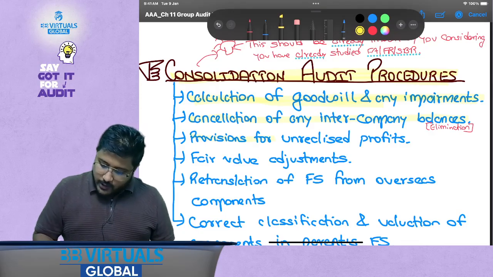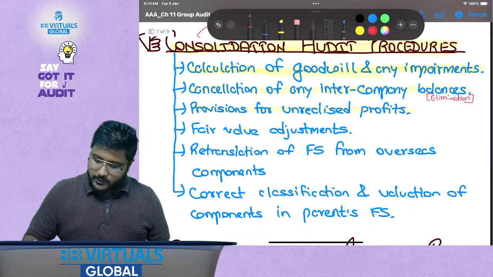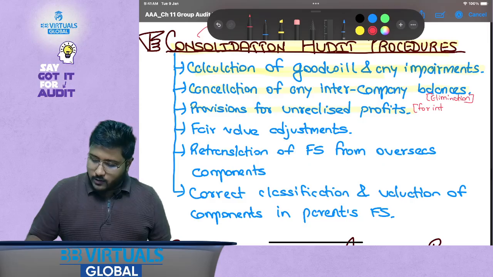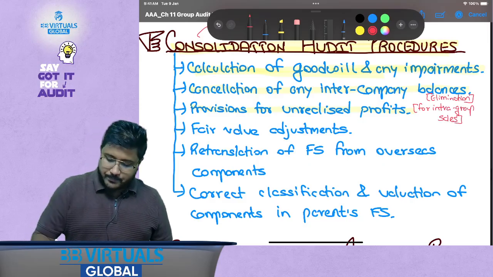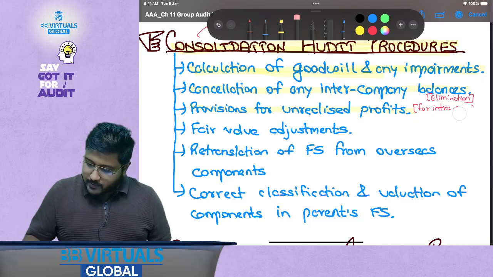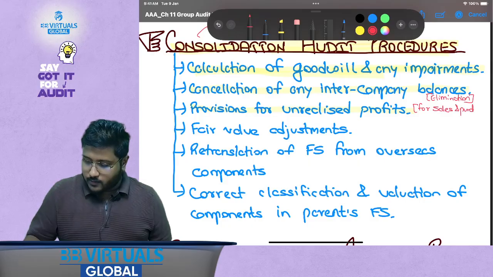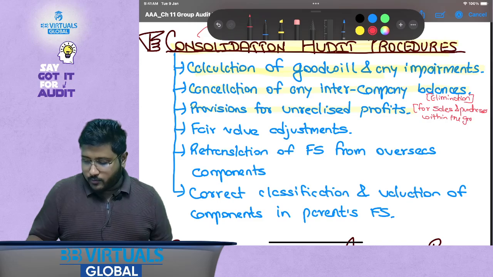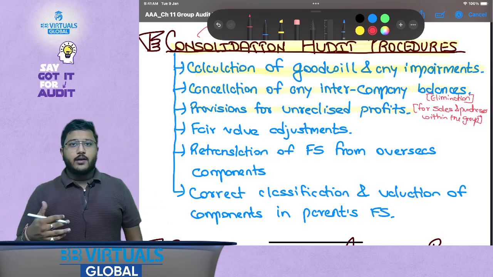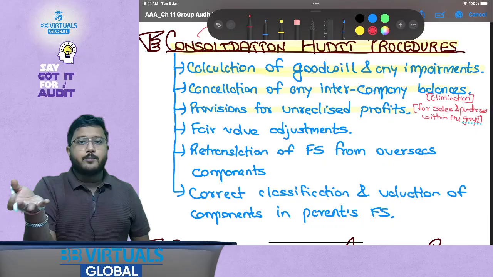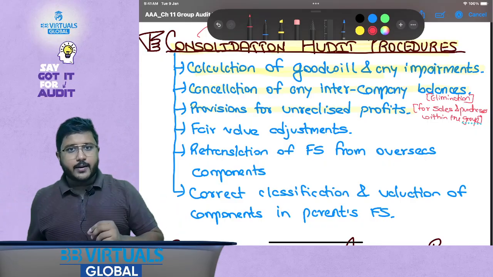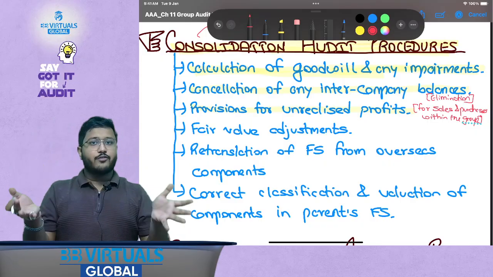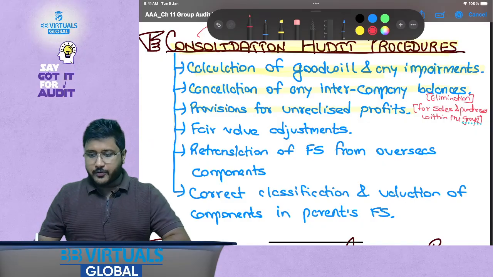Then provisions for unrealized profits, for what? For which kind of adjustments? For intra group sales, or let me write it more specifically, for sales and purchases within the group, right? So A has sold to B, A has charged the margin, B has paid it, but the profit has been taken from one pocket and kept in another pocket of the group. So as a group, they have not generated any profits, right? So provisions for unrealized profit needs to be taken.